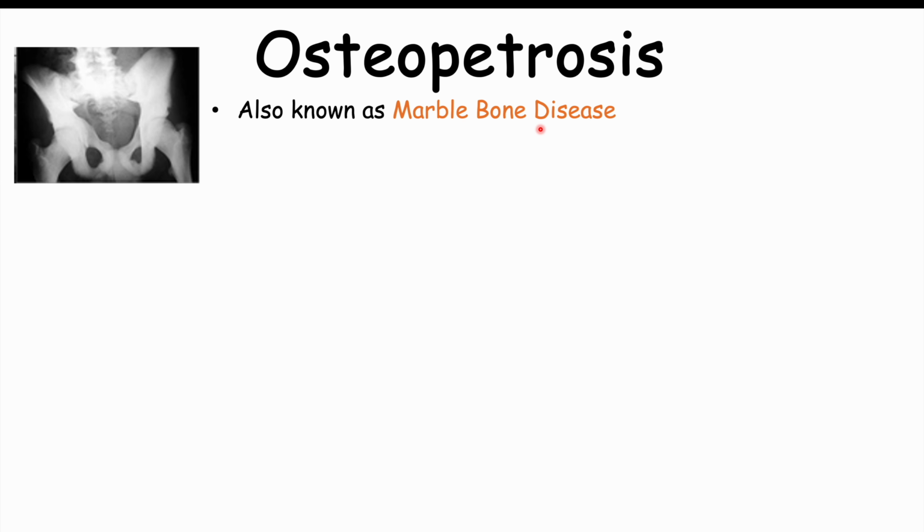If we look at the word osteopetrosis, the prefix osteo refers to bone, and the prefix petro refers to rock or stone. You can think of the words Petra or the name Peter, they all refer to rock or stone. And the suffix osis refers to an abnormal condition. So it's an abnormal condition of bone becoming stone. That's a way to think about it.